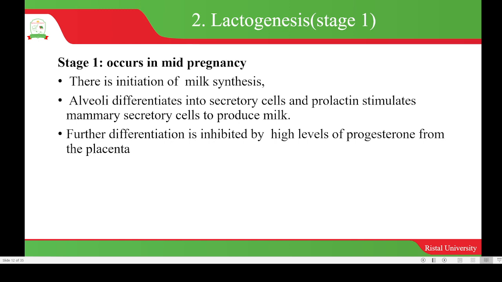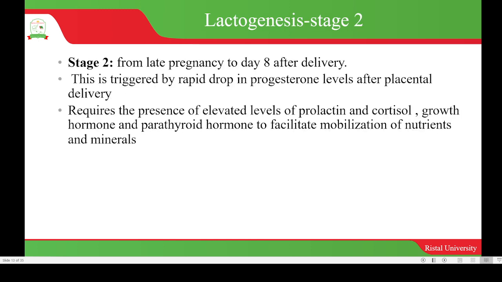Lactogenesis, this is the second stage, and it occurs in basically two stages, lactogenesis 1 and 2. The stage 1 occurs in mid-pregnancy. There is initiation of milk synthesis. The alveoli differentiate into the secretory cells, and prolactin stimulates the mammary secretory cells to produce milk. And further differentiation is inhibited by high levels of progesterone from the placenta.